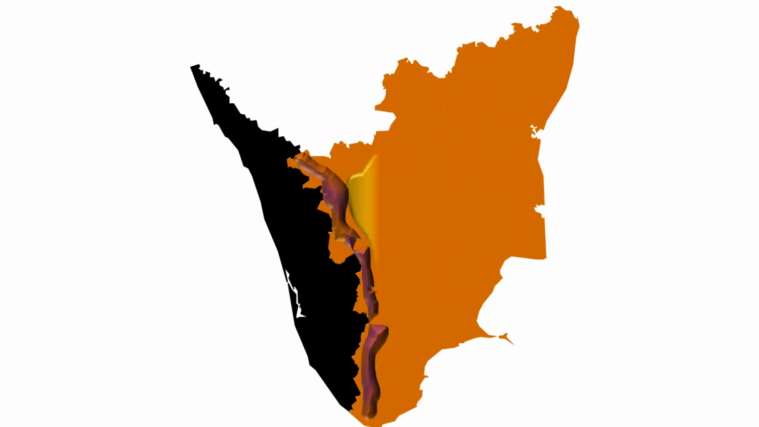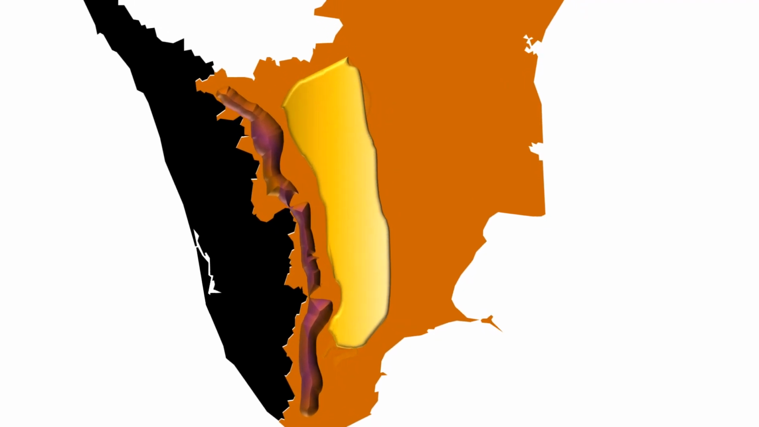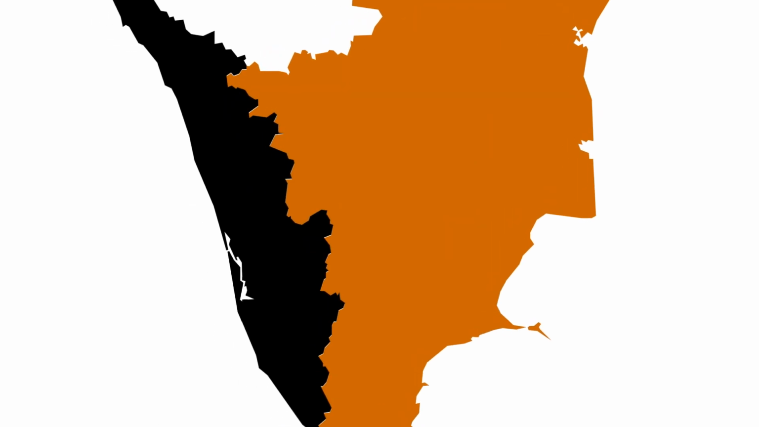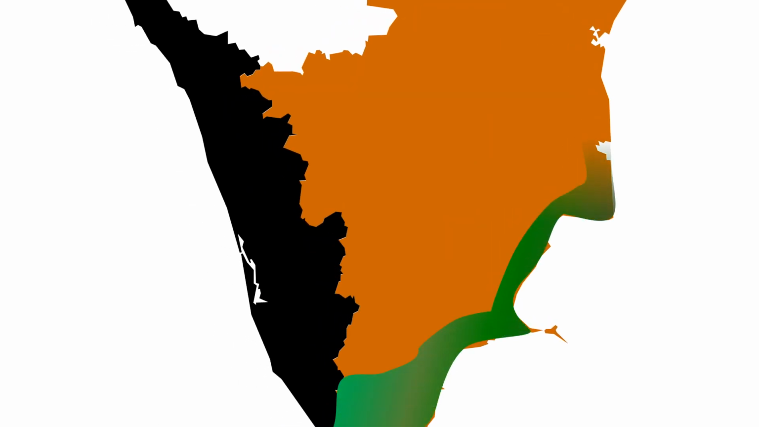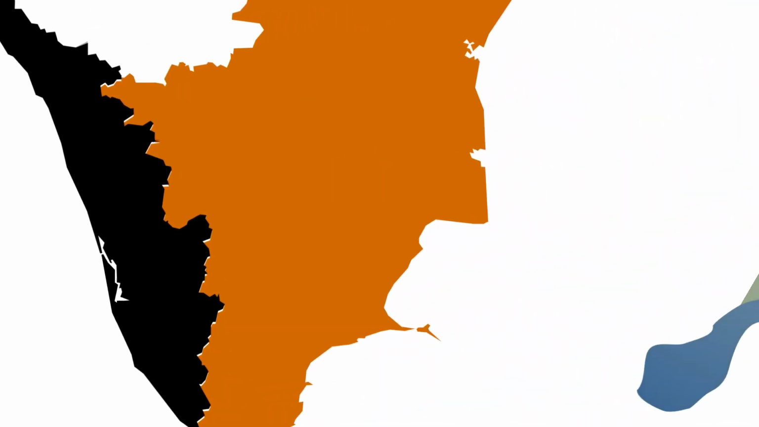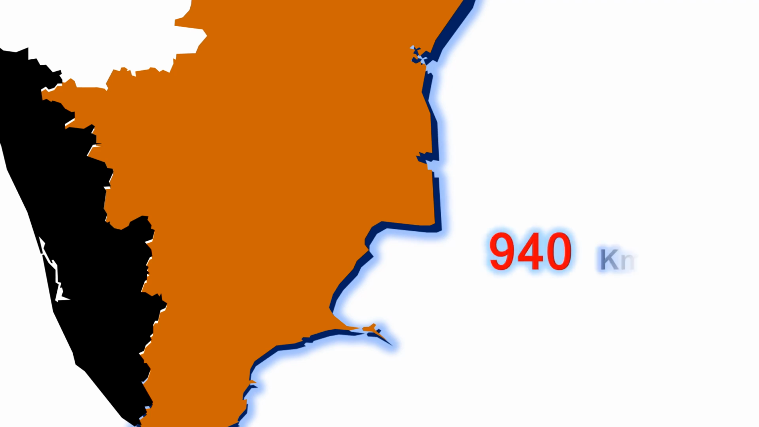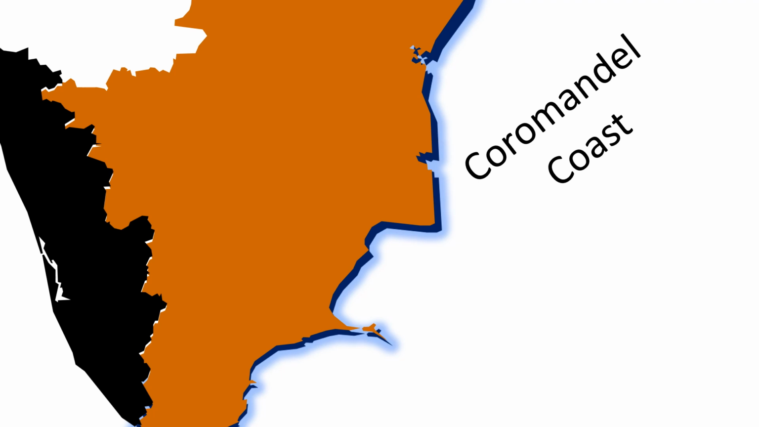These Western Ghats slope towards the east to form what we call plateau. The terrain further slopes east to form plains. These plains extend to the sea, and plains found along the coast are called the coastal plains. Tamil Nadu has fairly a big coastline which is some 940 kilometers long and is called the Coromandel Coast.